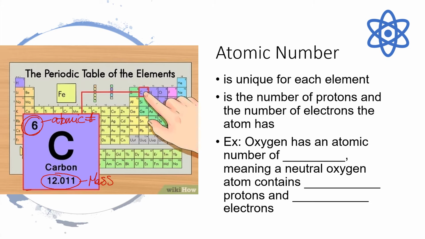So for our first example, here we go. Oxygen has an atomic number of, so when you look at your periodic table and you find O, what's its atomic number? Hopefully you see the number 8. That means a neutral oxygen atom is going to contain how many protons and how many electrons? Well, we know that the number of protons is determined by the atomic number, so oxygen will have 8 protons and 8 electrons.